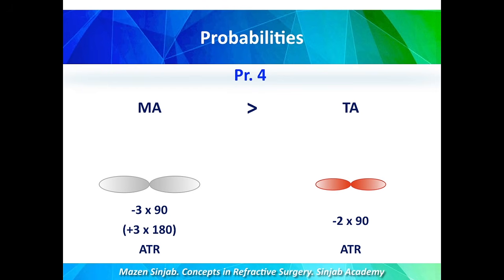Probability number 4. Both manifest and topographic astigmatism are against the rule, but the amount of manifest astigmatism is larger than that of the topographic astigmatism, like in this example. Manifest is -3 at 90 or +3 at 180, and the topographic is -2 at 90.